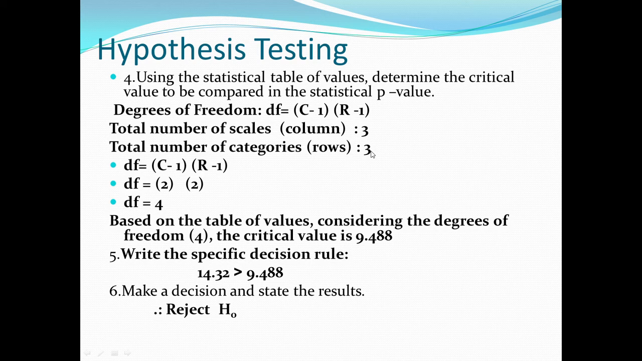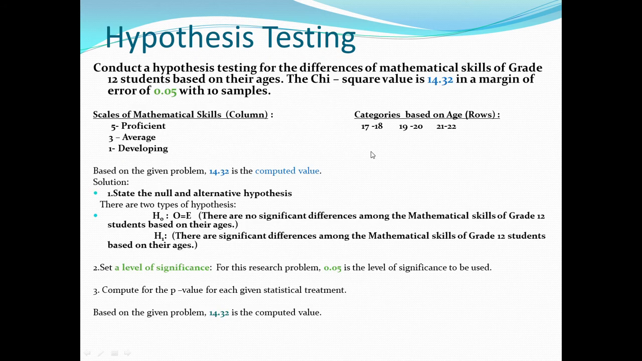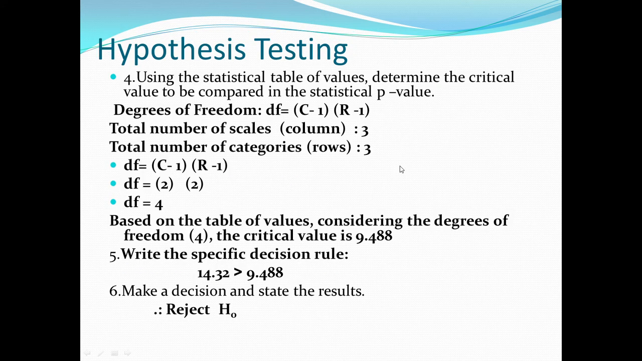Okay, babalikan ko lang yung previous page. So, ito siya. Ito yung scale kasi natin or yung column. So, we have 3. 1, 2, 3. Diba? So, for the categories naman or yung total number ng rows natin ay ito, 17 to 18, 1. 19 to 20, 2. 21 to 22, 3. So, tig 3 tayo. Okay, now let's go back to number 4.